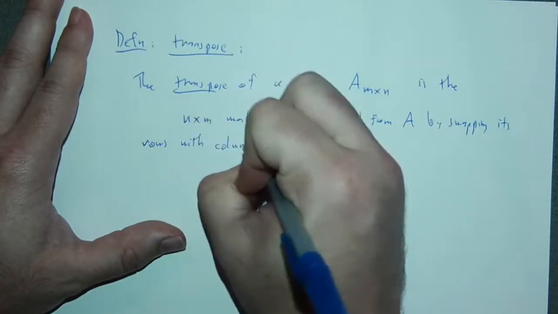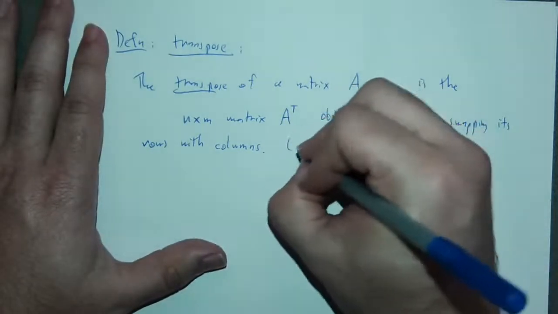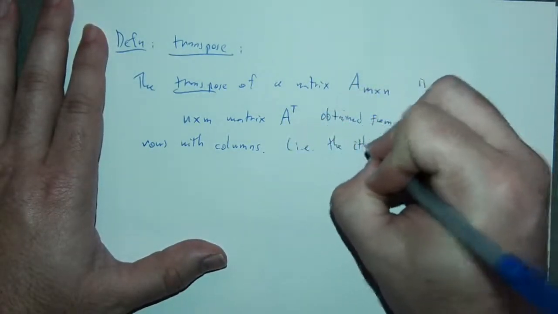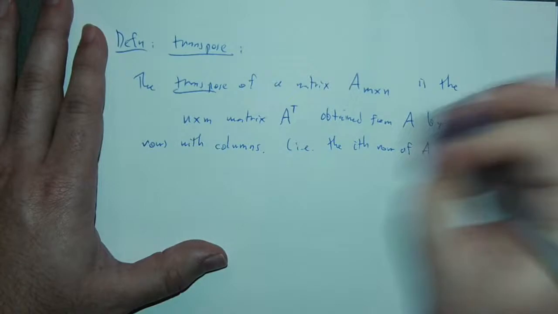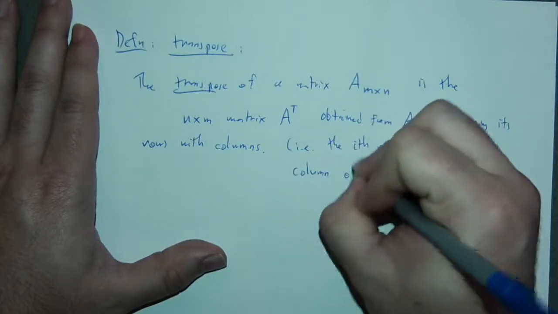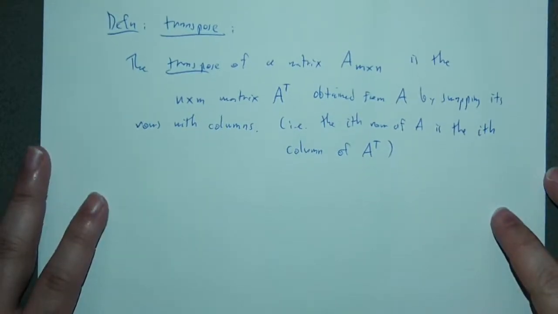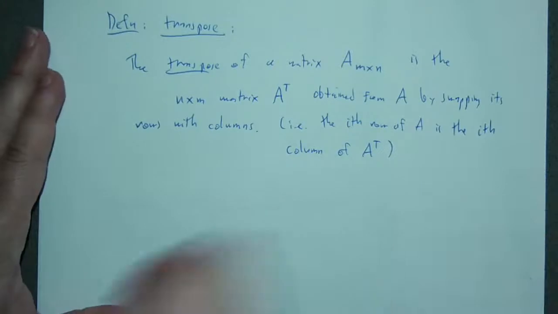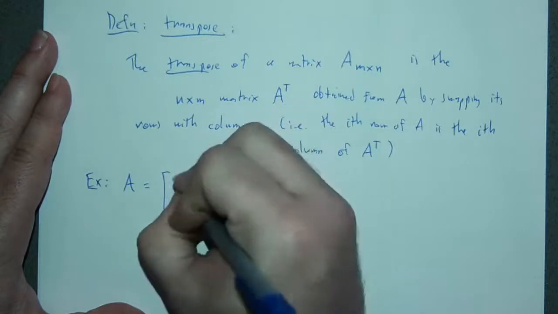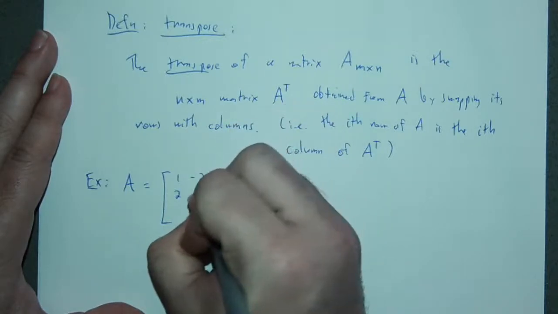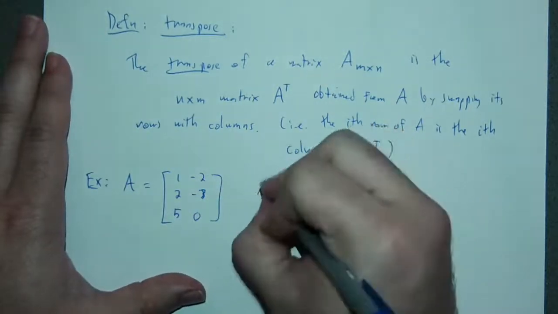What does that mean? It means the first row becomes the first column, i.e. the ith row of A is the ith column of A transpose. Okay. So, here's some examples. Say let A be (1, minus 2), (2, minus 3), (5, 0). What is A transpose?